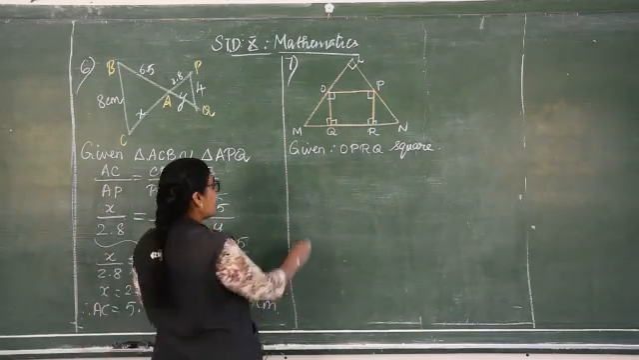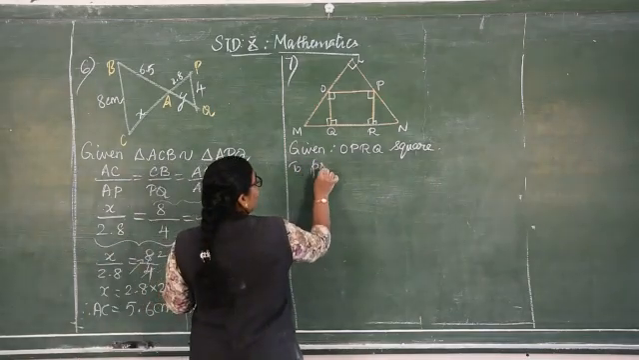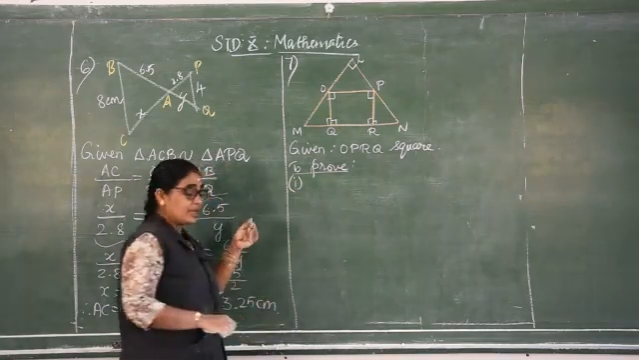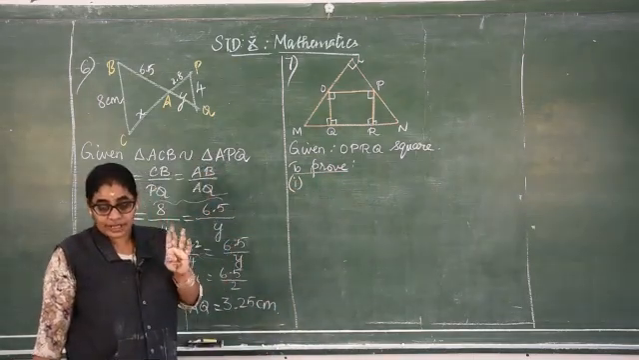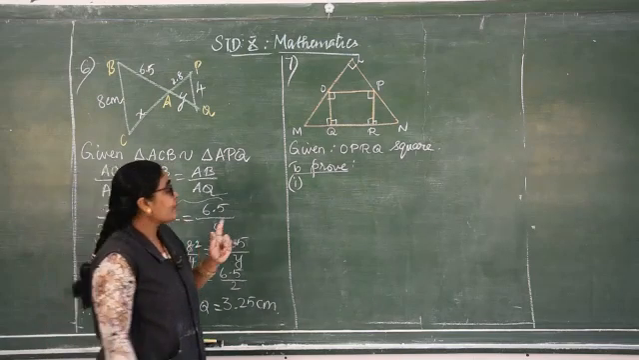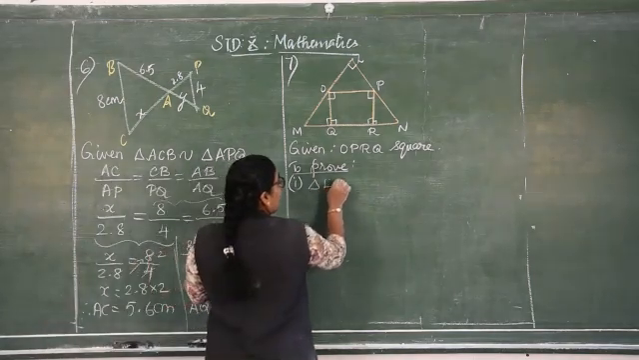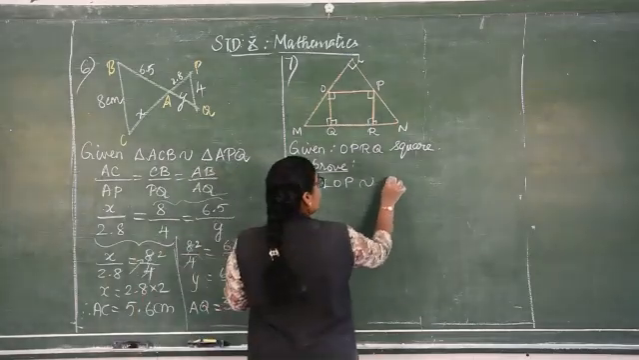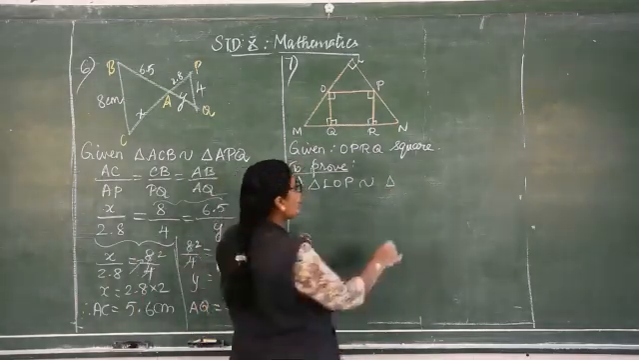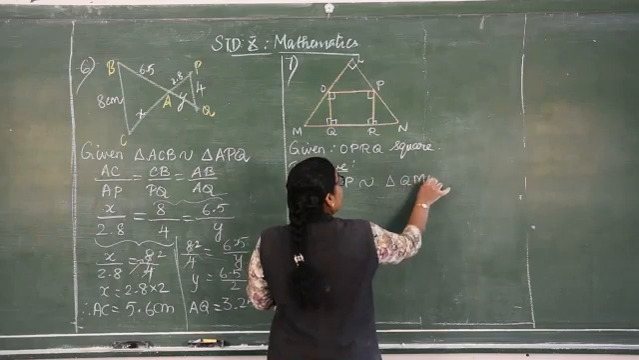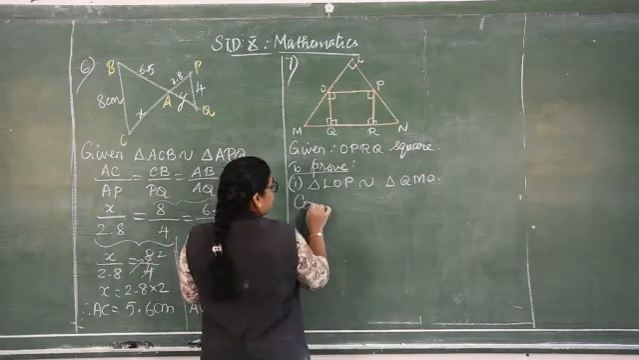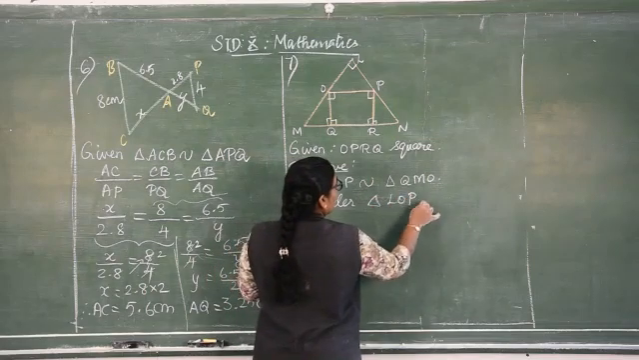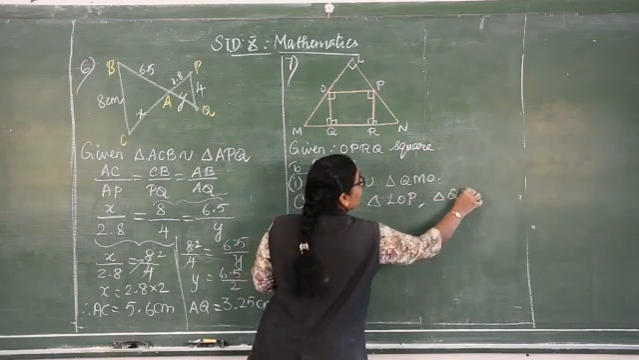So what we have to prove? To prove. So many conditions they have given. So I will be starting with the conditions one by one. We are going to prove 4 conditions. First condition: triangle LOP is similar to triangle, what is the condition? QMO. So we are considering triangle LOP and triangle QMO.